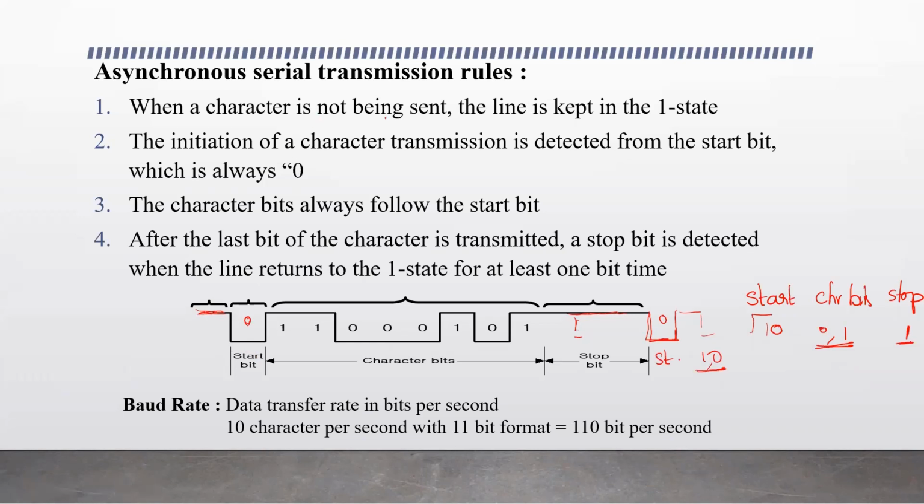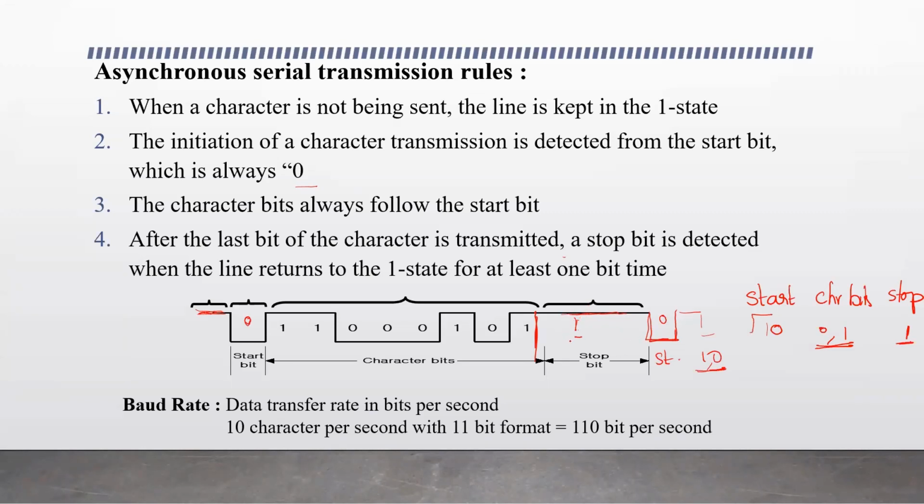So when the character is not being sent, the line is kept in the one state, the high state. The initiation of a character transmission is detected from the start bit, which is always 0. The character bits always follow the start bit. After the last bit of the character is transmitted, a stop bit is detected. Here the last bit is 1, the last bit of the character. And after that, a stop bit is detected when the line returns to one state for at least one bit time.